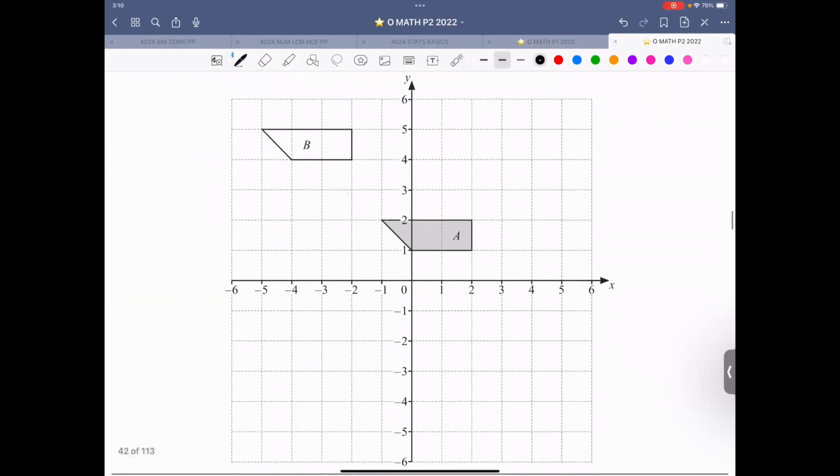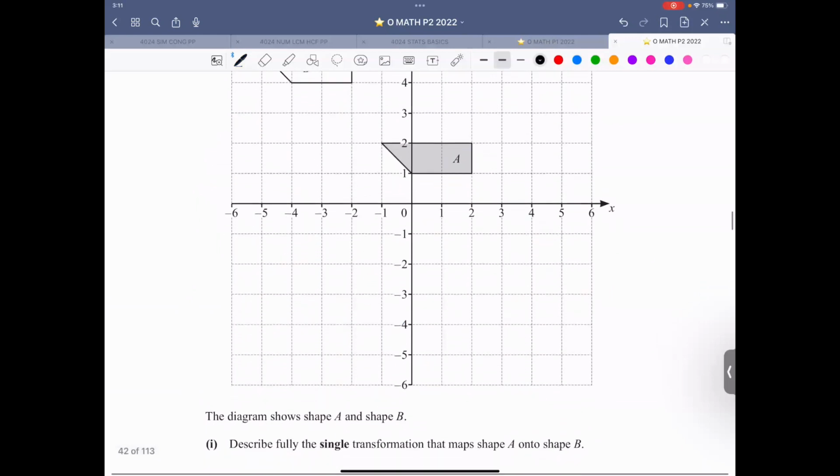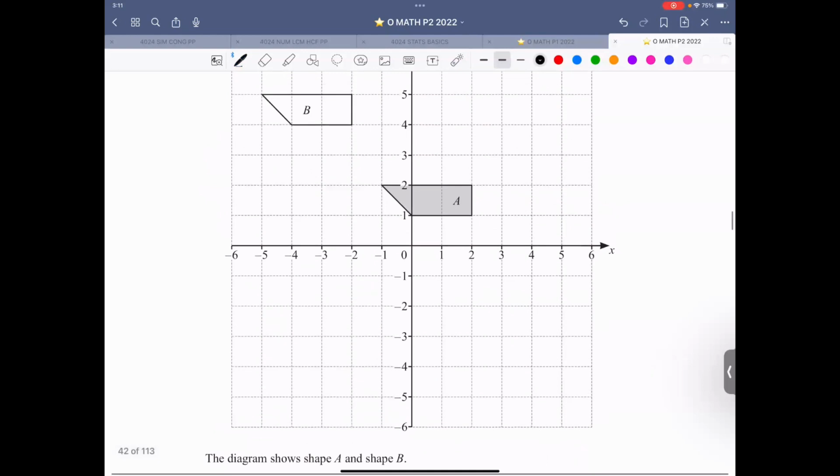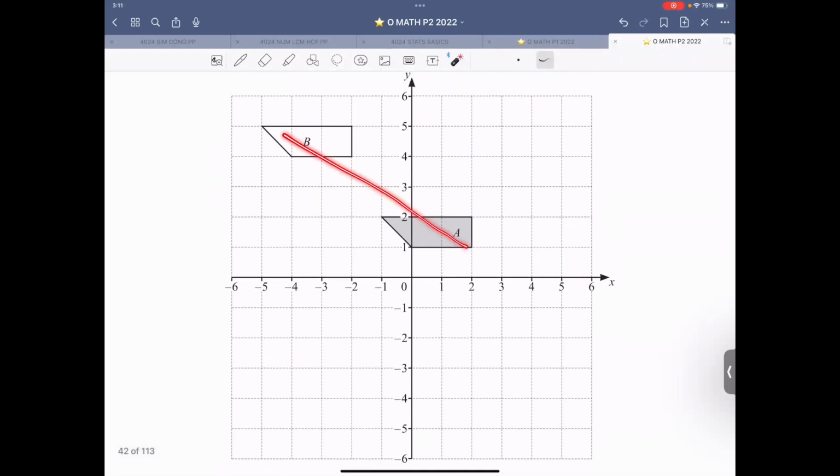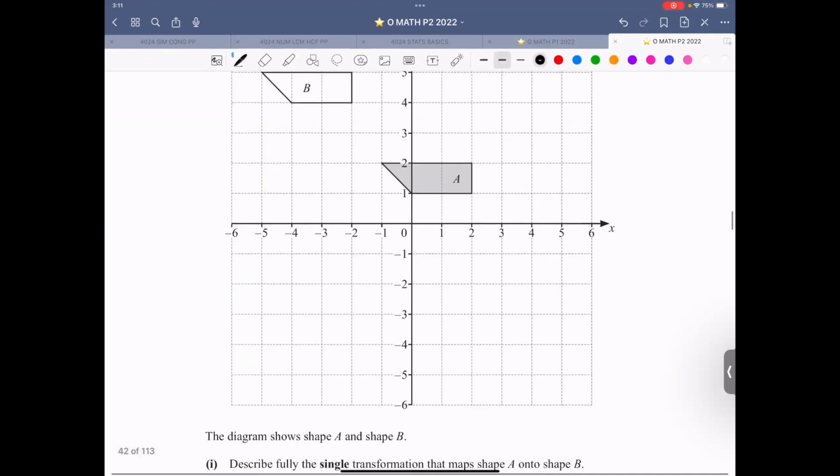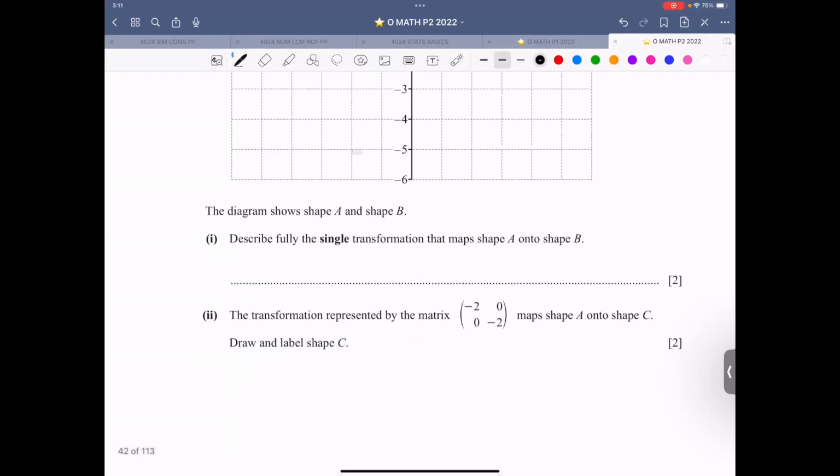Now transformation. The diagram shows shape A, shape B. Describe fully the single transformation that maps A onto B. So A is the original one. It slides this way. Just focus on this point. So 1, 2, 3, 4 left. 1, 2, 3 up. So first of all, 4 left, 3 up. That is the translation vector. It's a translation defined by the following vector. So you have to write the name. You have to write the vector.